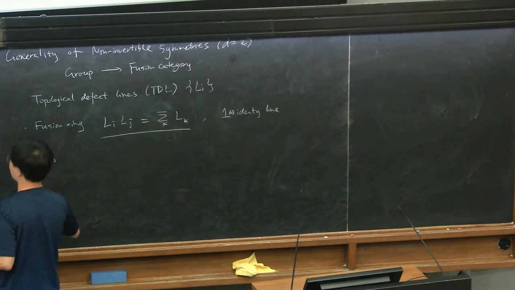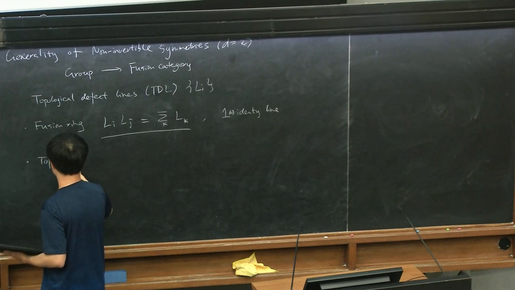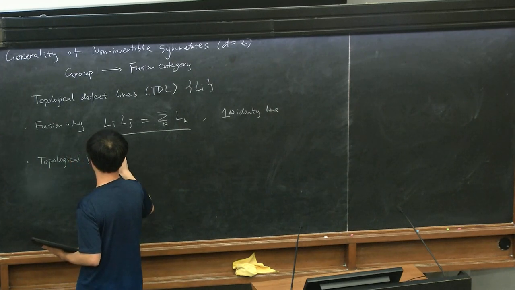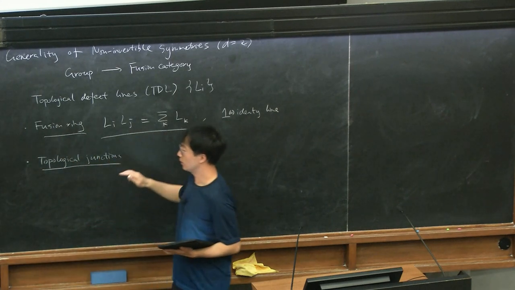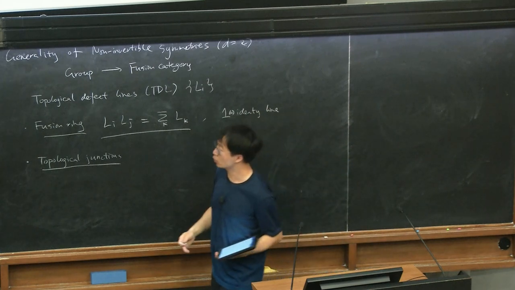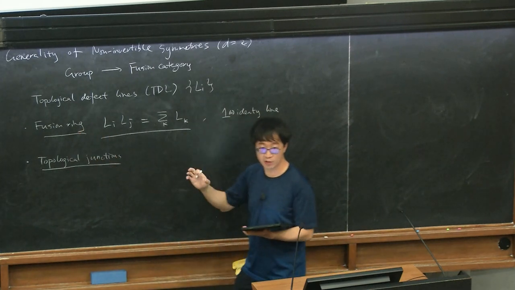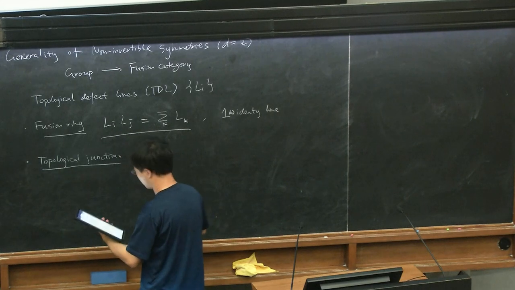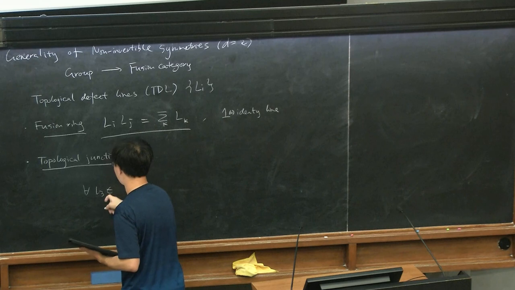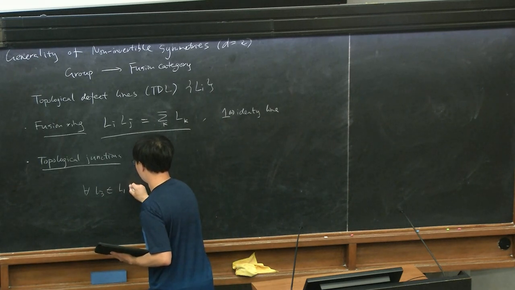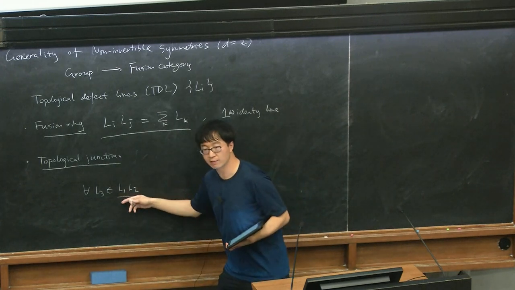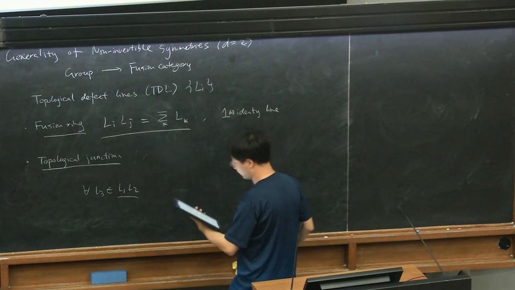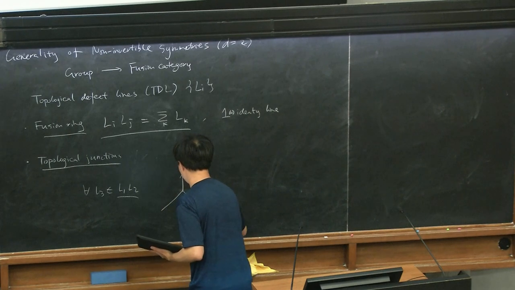Another notion, already seen in the context of discrete symmetry, that generalizes beyond the fusion ring is the notion of topological junctions. The existence of topological junctions can be inferred from the topological property of these lines, but specifying these junctions individually requires additional data. So these topological junctions are defined as follows. For any line, I call it L3, that appears in the fusion product of L1 and L2, where whenever I write the product of lines it's interpreted as a fusion product, you have a topological junction of this type.